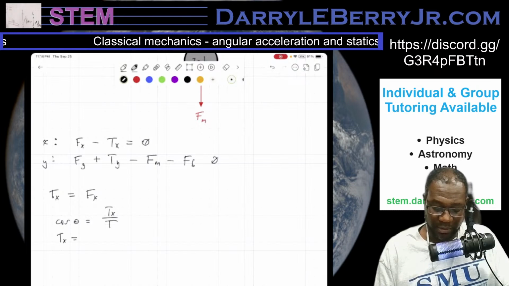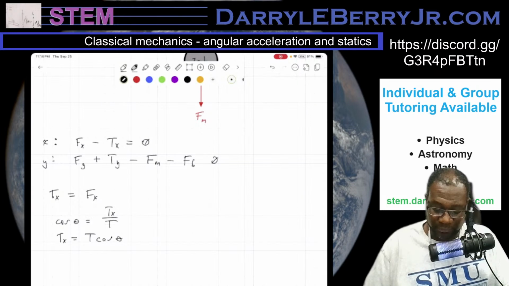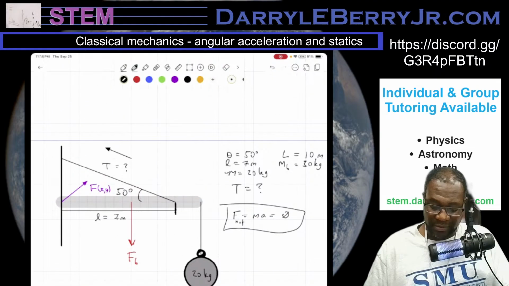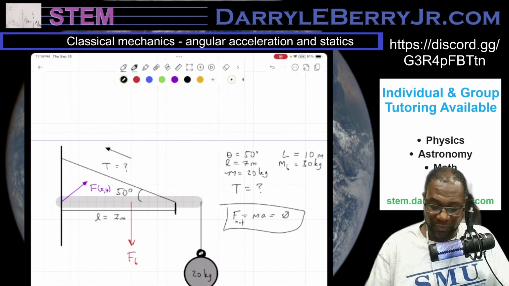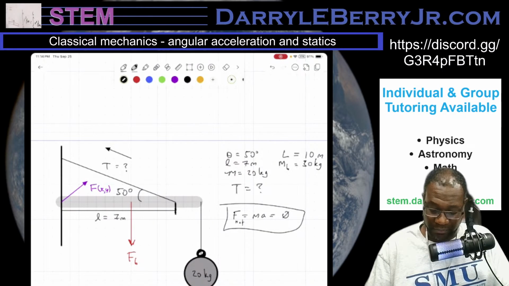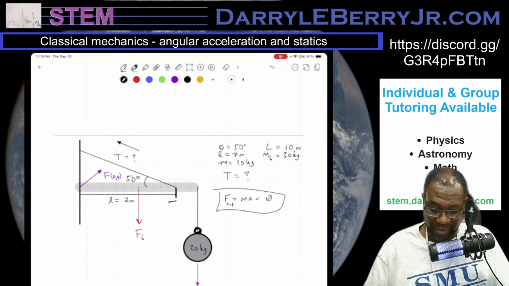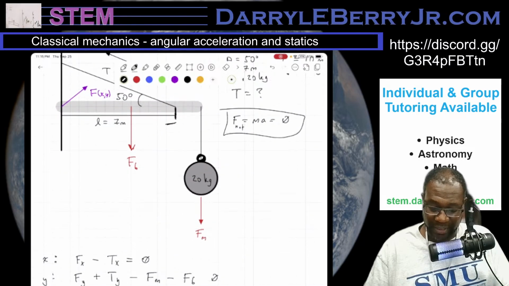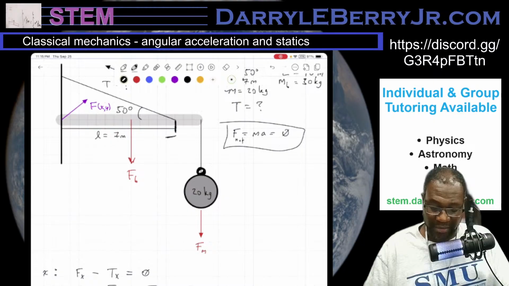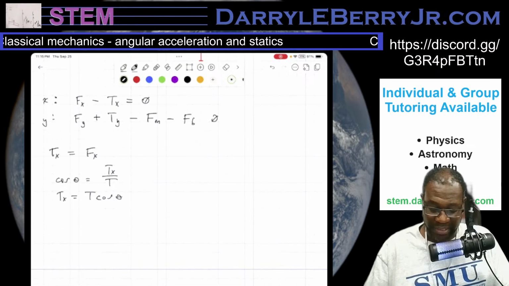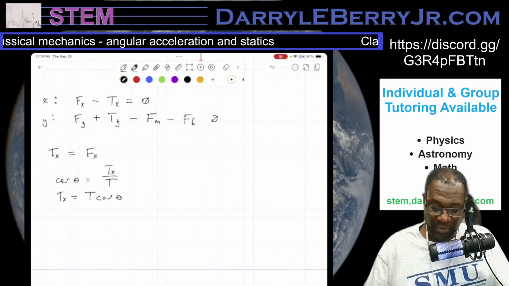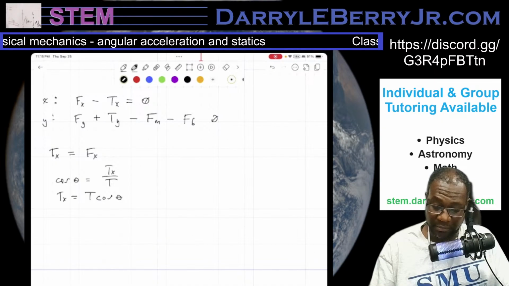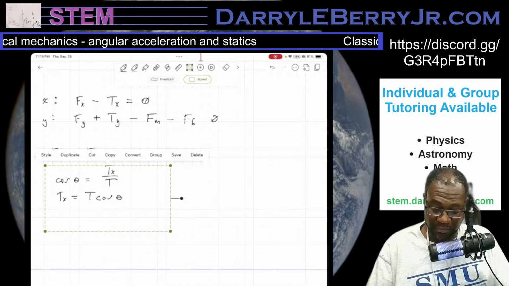So Tx equals T cosine theta. That's what we need. So the tension that's pulling, the cosine of that angle, being that it makes a triangle with this part here, where the angle is, you know where it's connecting at, the tension, the cosine of that tension with the angle that it makes with the horizontal is going to give us the amount of force that's pulling in the horizontal. So, and I'll make this like so.